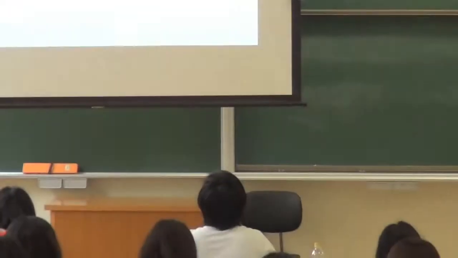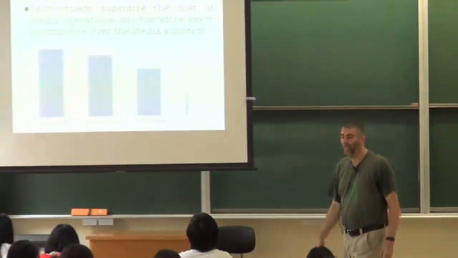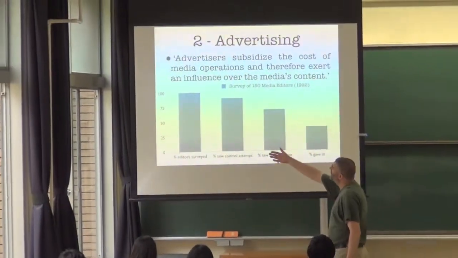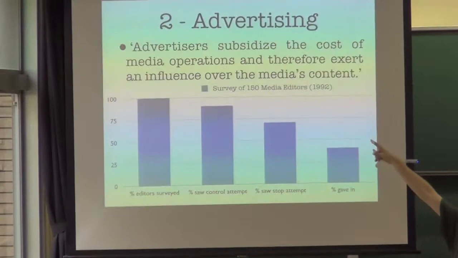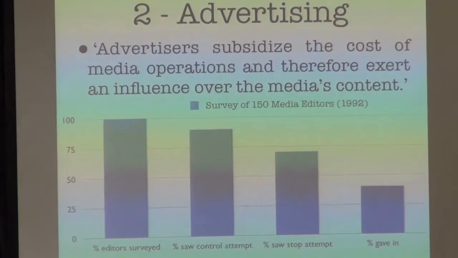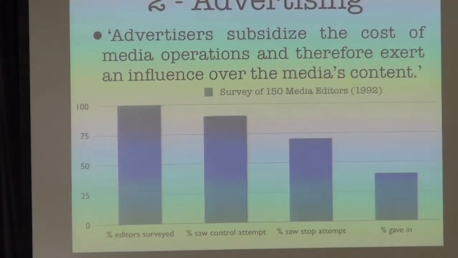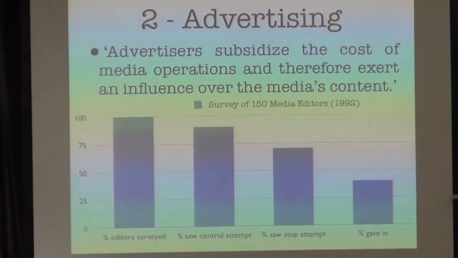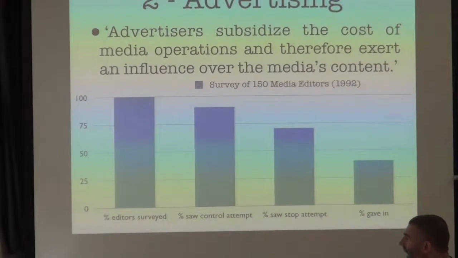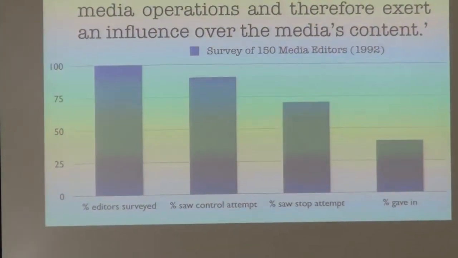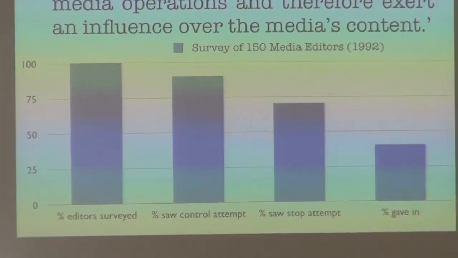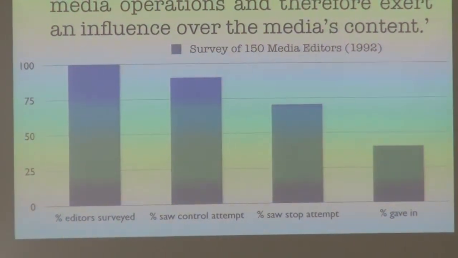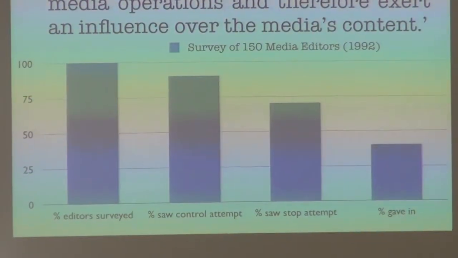The second way of controlling is advertising. This was a survey of 150 media editors, magazine editors, newspaper editors, journal editors, and all of these media had advertising. This graph shows the number of companies that ask the media to kill a story.